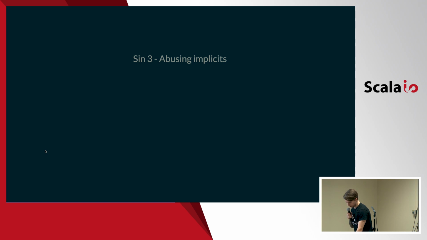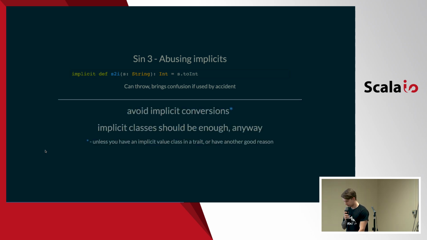Another case of abusing implicits would be with implicit conversions again. What you can do wrong about conversions is, well, this one that does string to int can throw some exception in runtime, and also brings some confusion if you do it by accident. I'm gonna rush a bit here because I don't have much time left. So I think you should avoid implicit conversions as much as possible, unless you really have a good reason to use them, because implicit classes and parameters should be enough for you anyway.